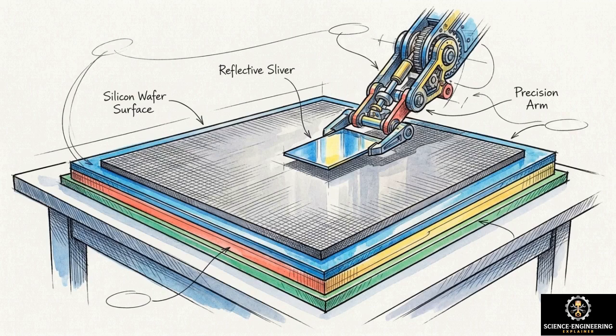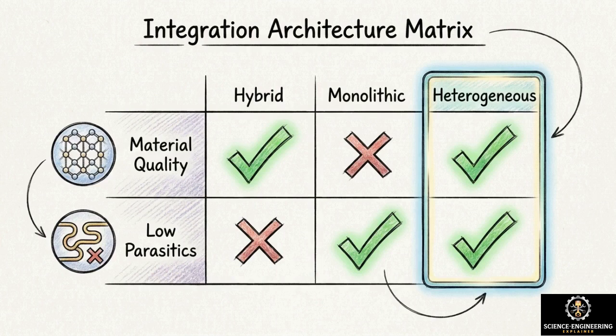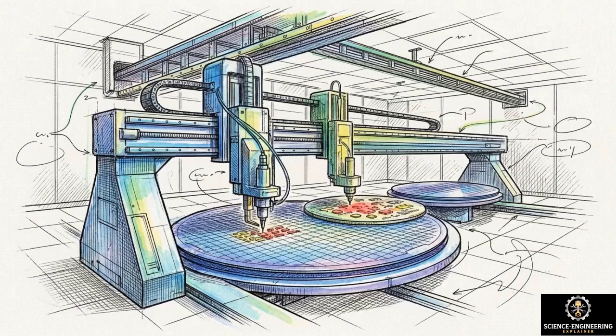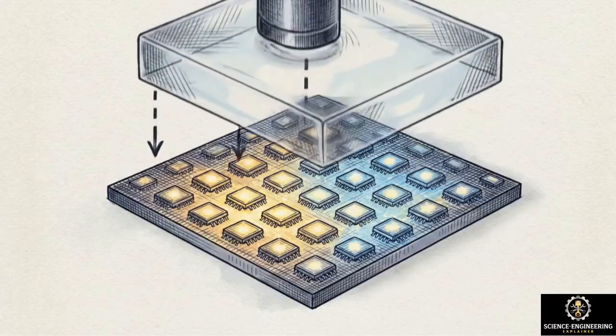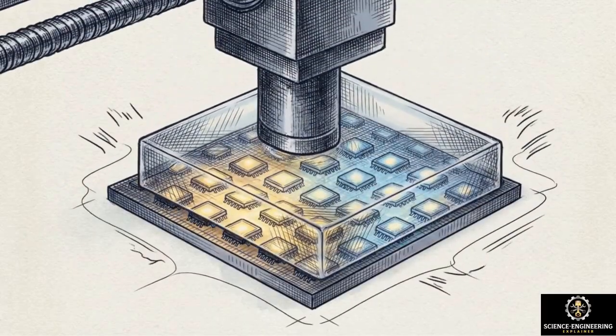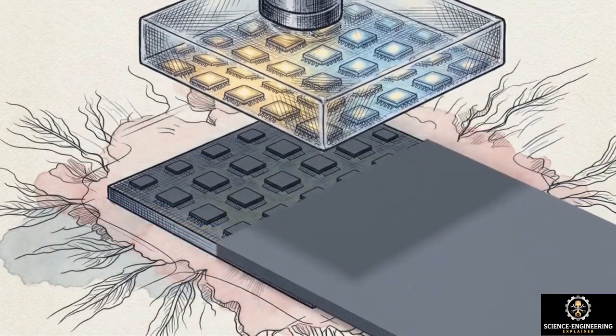Heterogeneous integration involves transferring thin-film semiconductor layers or pre-processed microdevices from their native substrates to a target host wafer. This approach matches the material quality of hybrid integration with the low parasitic profile of monolithic architectures. Deterministic microtransfer printing, or MTP, is the primary assembly method enabling this approach. This process uses an engineered elastomeric PDMS stamp. By controlling the speed of the stamp, engineers exploit rate-dependent adhesion to pick up arrays of microscopic active devices from their source wafer and print them onto a silicon host with sub-micron precision.